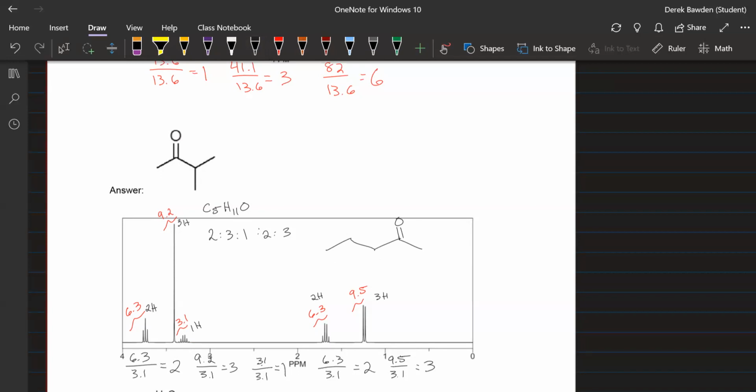Okay. So maybe we could turn this into an alcohol. Let's try that. So we know we have our 5 carbons, one oxygen. We have 1, 2, 3, 4, 5, 6, 7, 8, 9, 10, 11, 12, 13. Still too many hydrogens. Okay.